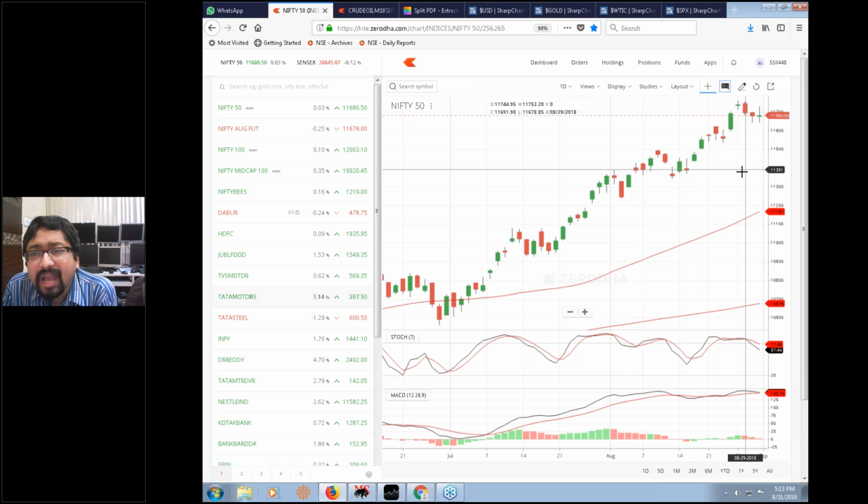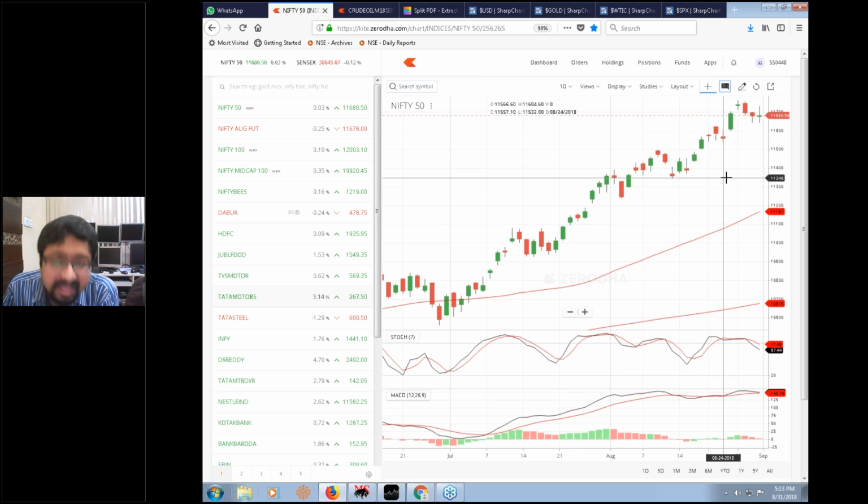So as far as the trend in Nifty is concerned, we do not see any immediate threat as of now, but obviously this week's low was at 11,600, and if this week's low gets broken sometime next week, then some pullback will be possible.